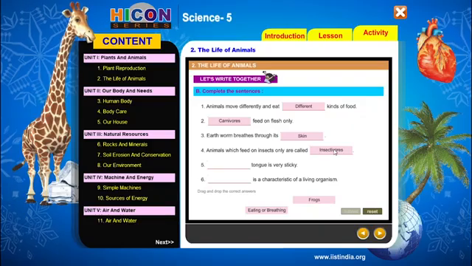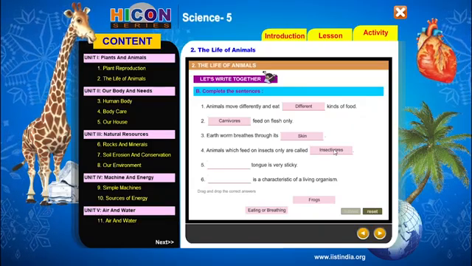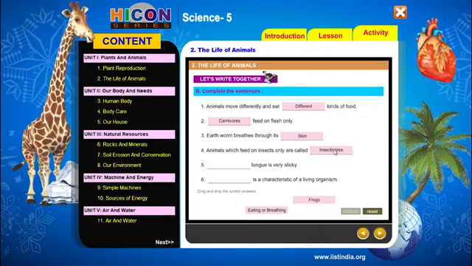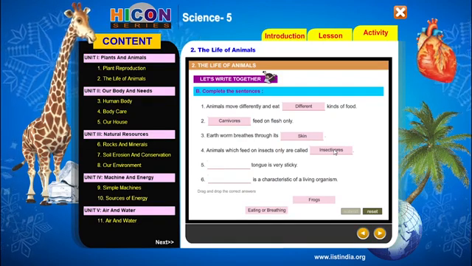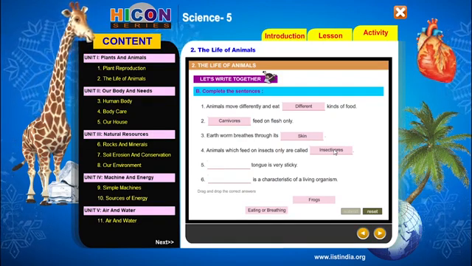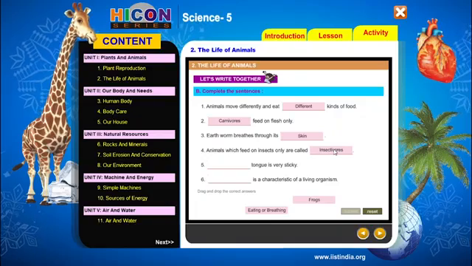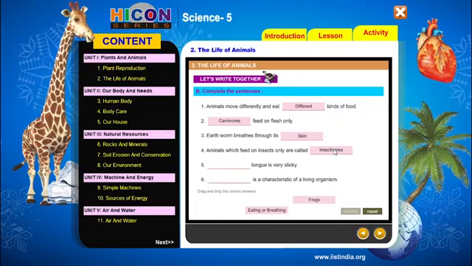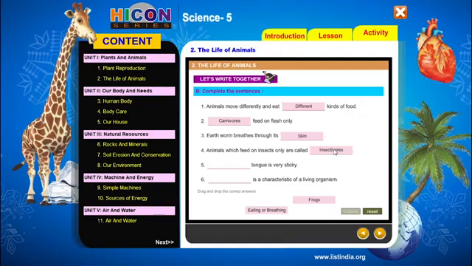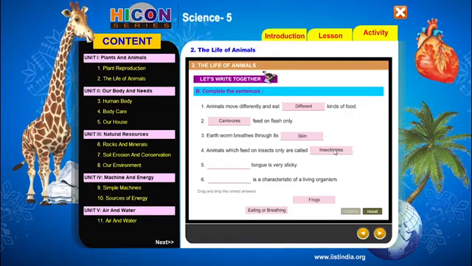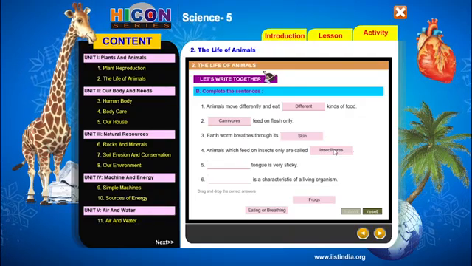So, for example, we have already discussed bats and frogs, spiders. These are the examples for insectivores. These only eat insects. So, the animals which feed on insects only are called insectivores. So, the answer for the fourth sentence is insectivores.